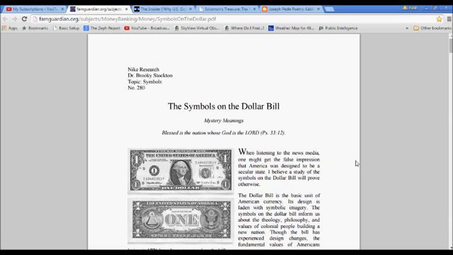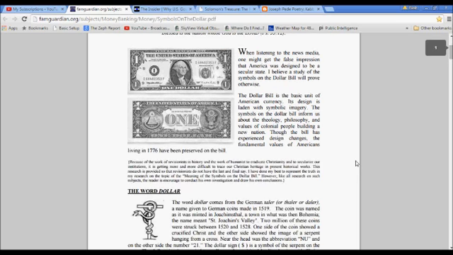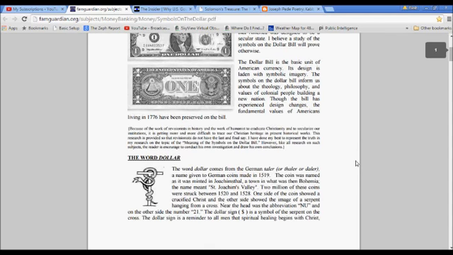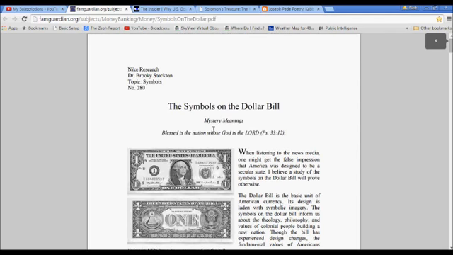Not that I promote it or agree with it, but this person wrote up, Dr. Brookie Stockton. What a funny name, is it? Nike Research, if it's even, whatever. But he believes that the symbols all showed that it is, here, when listening to the news media, one might get the false impression that America was designed to be a secular state.